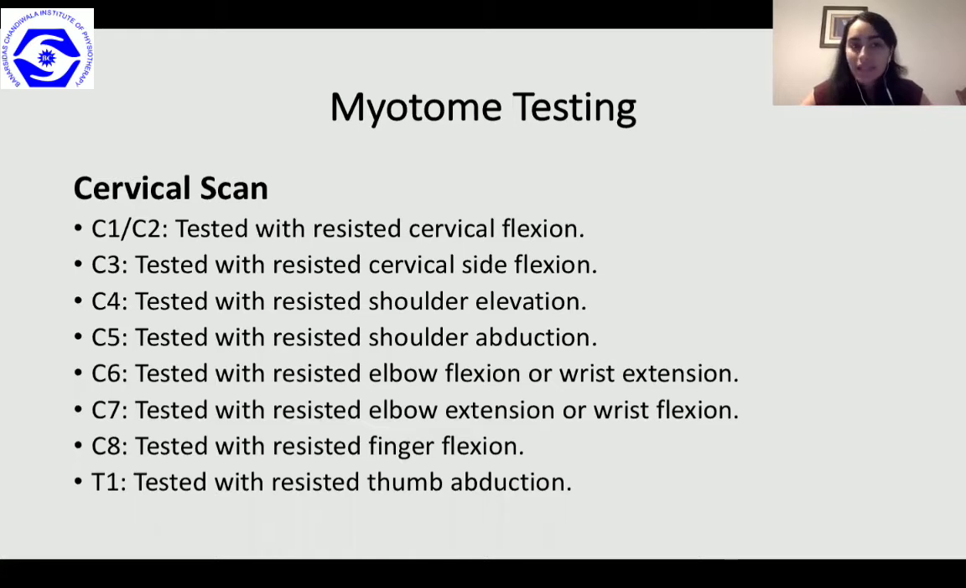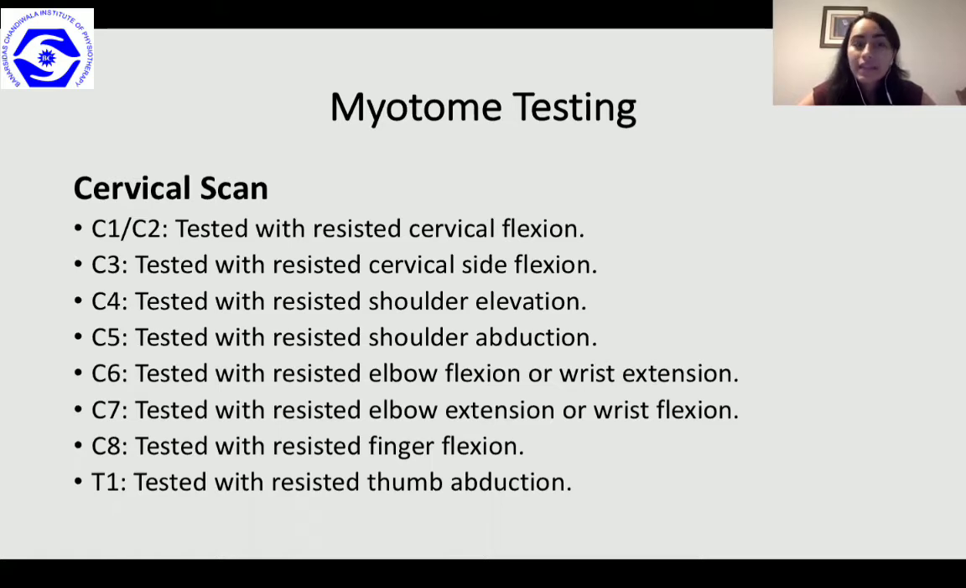So it is the same, but we have to hold till 5 in this. So we will say, move your head forward, and we'll count till 5. So it will be 1, 2, 3, 4, 5, and then we will ask the patient to relax. And in this, how we document is: if the patient has pain or fatigable weakness. So in myotome testing, we are looking for fatigable muscle weakness.